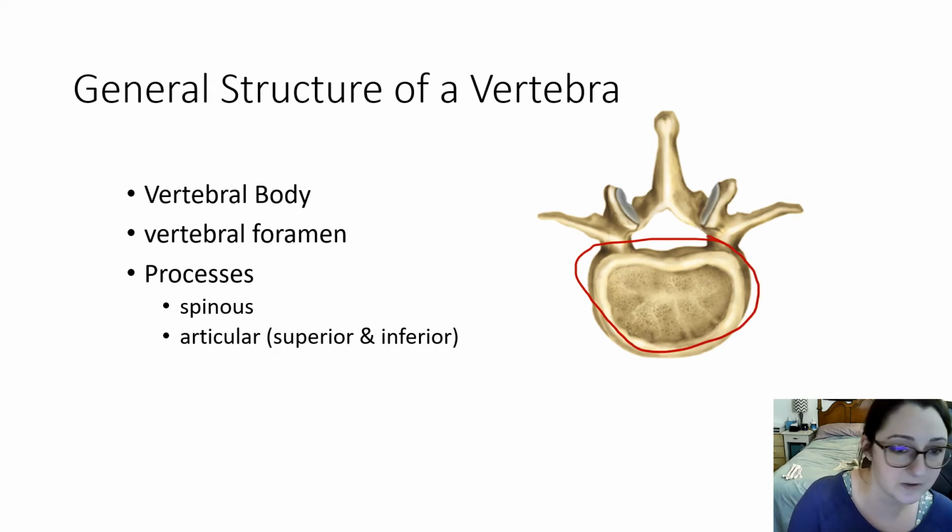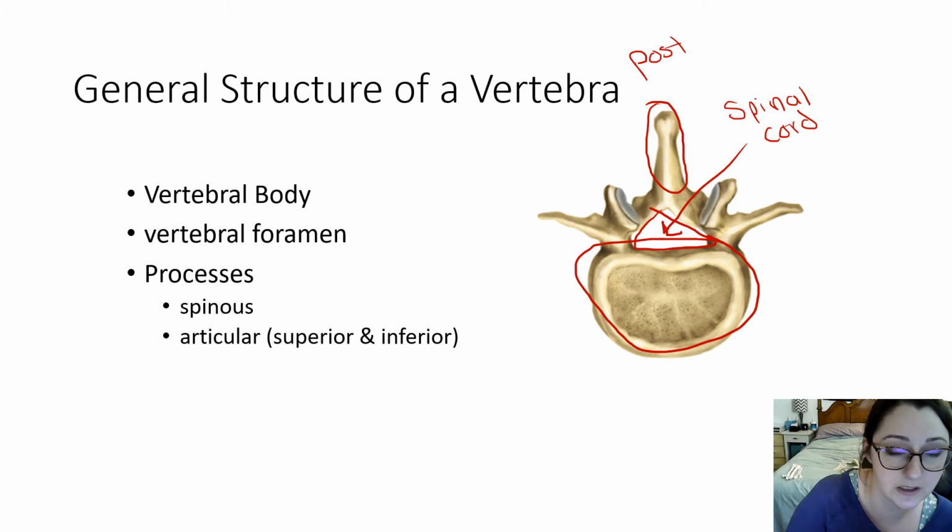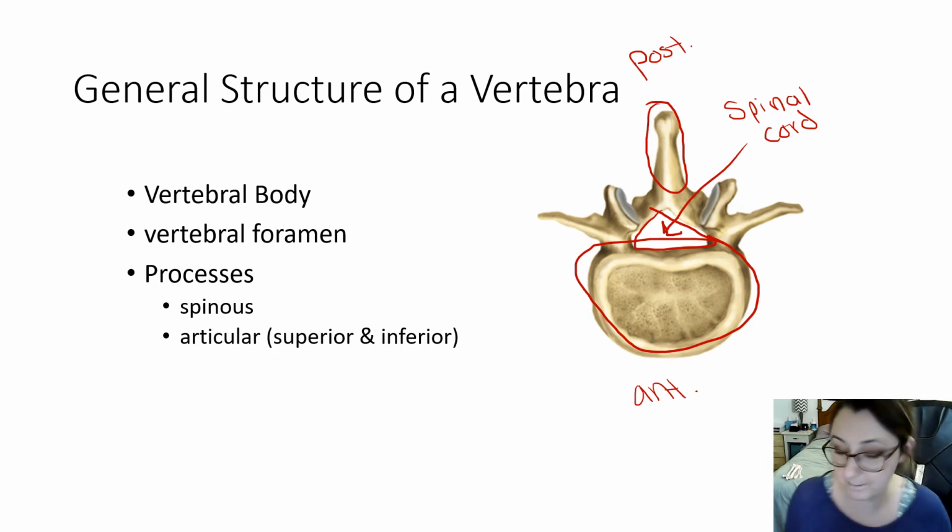The vertebral foramen, so that's just that hole. And do know that this hole is going to contain your spinal cord. You do have the spinous process at the very back. So do know that this is posterior and this is anterior. This is an important distinction to make. The spinous process is going to be that little spike that sticks out at the back.